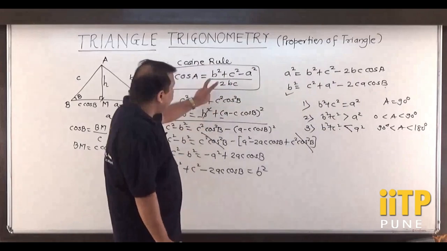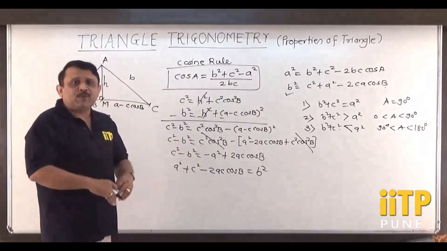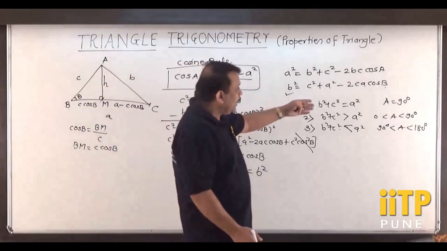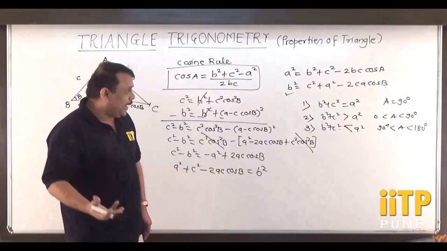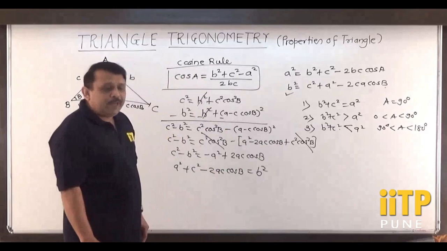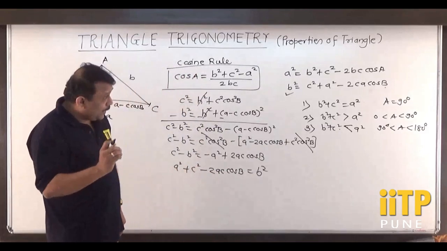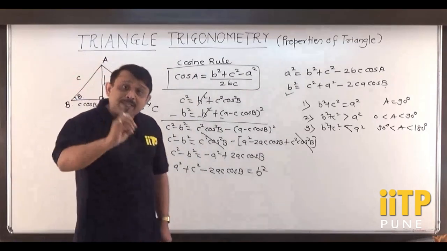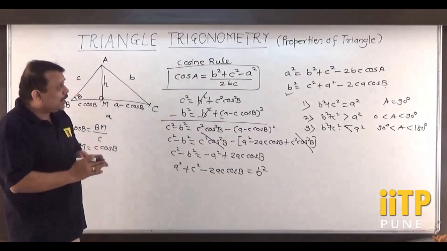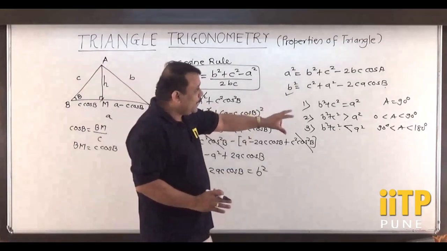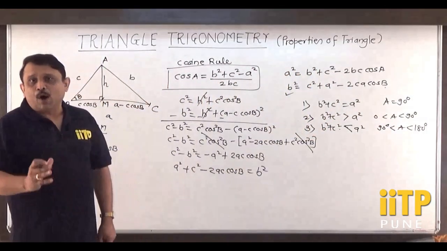So everything depends on whether b square plus c square is equal to, greater than, or less than a square to decide about angle A, whether it is acute, obtuse or right angle. So b square plus c square equal to a square means A is a right angle, b square plus c square greater than a square means A is an acute angle, and b square plus c square less than a square means A is an obtuse angle. So these are the remarks of the cosine rule for testing whether the given angle of the triangle is acute, obtuse or right.